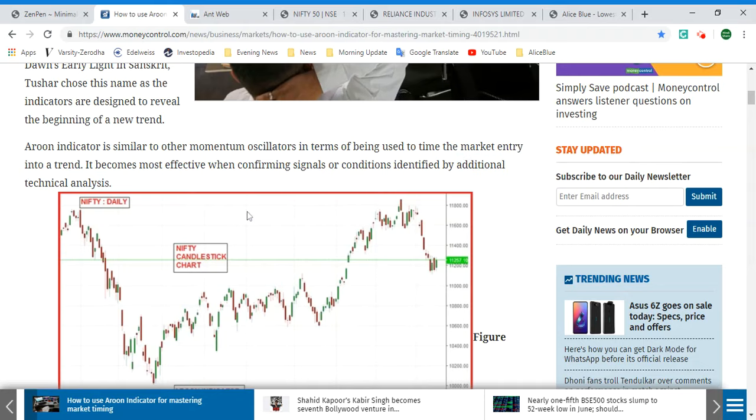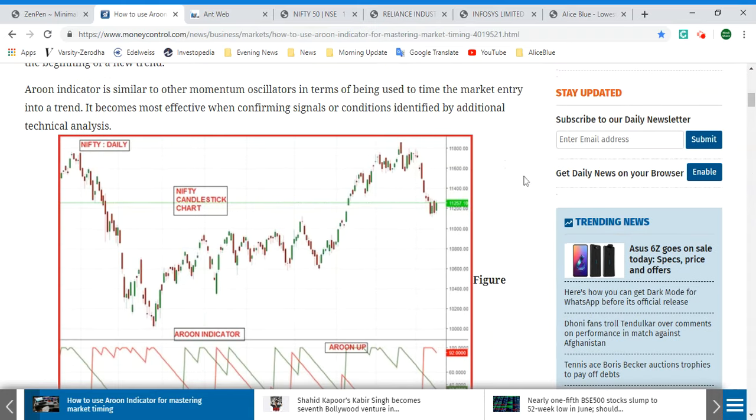So when you're using the Aroon indicator, it's best to have some more technical indicators on the chart. The Aroon indicator is most effective when confirming. So have an indicator applied on the chart and then use the Aroon indicator to confirm the specific trend. So you have an extra verification.